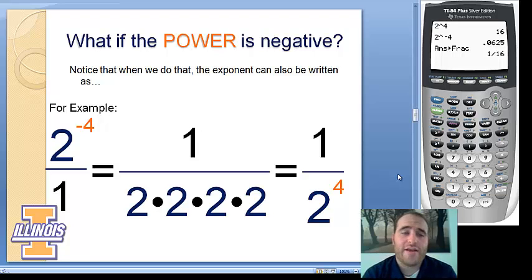So another way of writing it is to take the exponent, flip the fraction, and get 1 over 2 to the positive 4th power. So that's all we have to do. Just flip it. If it's on the top, it goes to the bottom. If it's on the bottom, it goes to the top. And we only worry about flipping exponents that are negative powers.